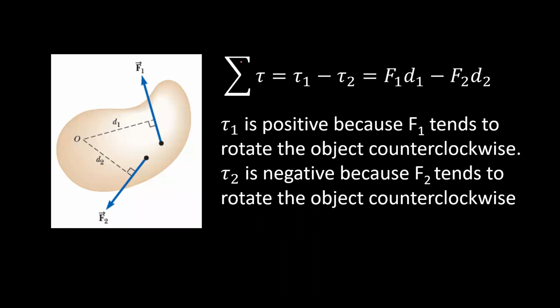Okay, so this is the formula. Torque 1 is positive, torque 2 is negative. Summation of torque is simply T1 minus T2, equal to F1 D1 and F2 D2. Remember that these are the moment arms. As you can see, this one is the line of action of force. The line of action of force for F1 is this one, right?